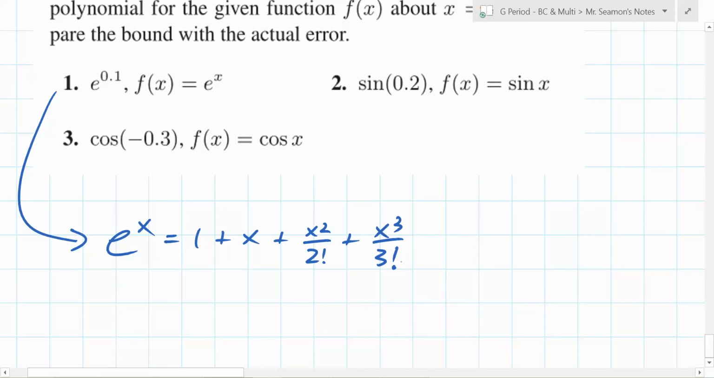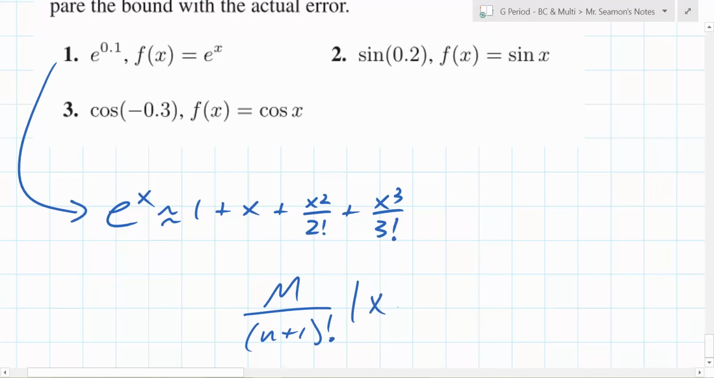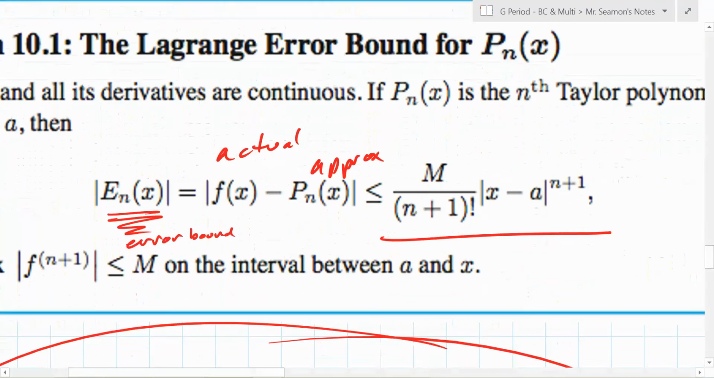So what we're doing is comparing e to the 0.1 to when you plug in x equals 0.1 here. We're trying to find the maximum error. That's what we're doing. Do you understand what we're doing here at least? We're comparing this estimate to the actual value. Can anybody for a gold star tell me what that big nasty M over what is? M over (n+1) factorial times... Is that right? What do we think? Ah, we're pretty good there.